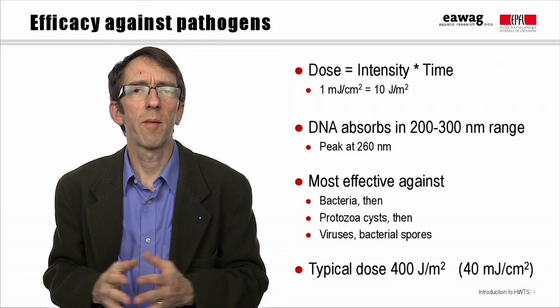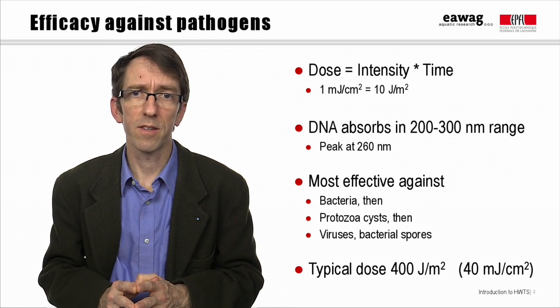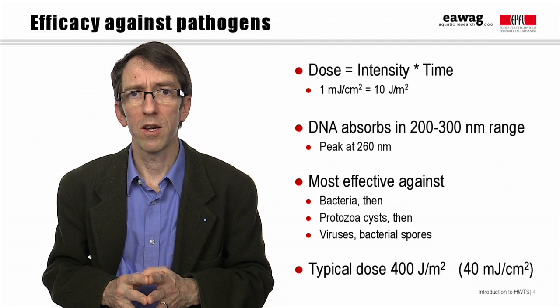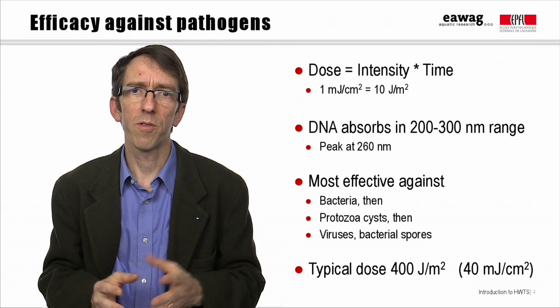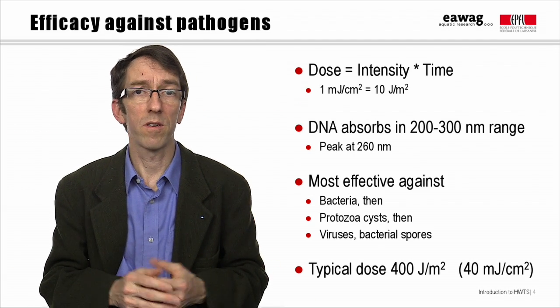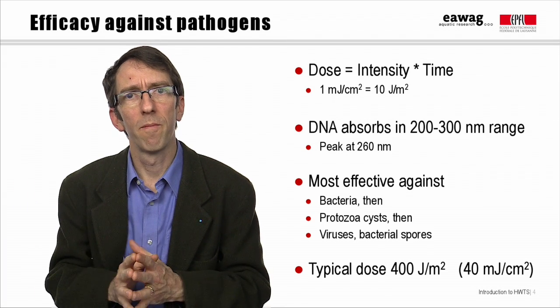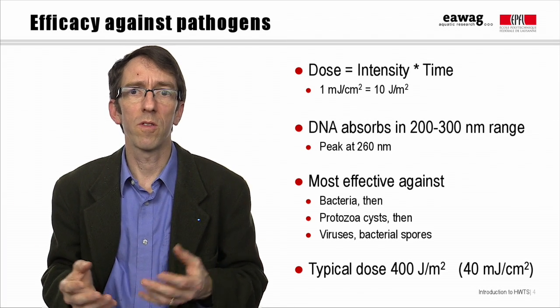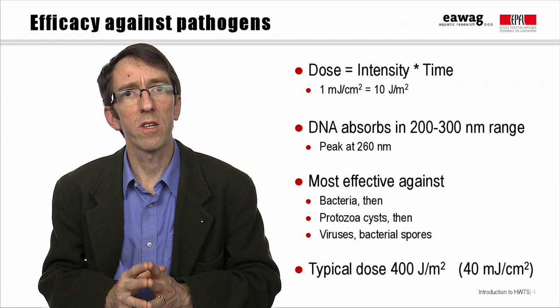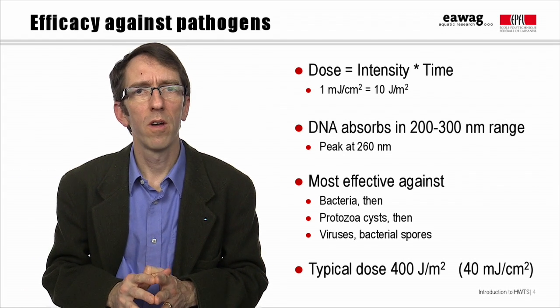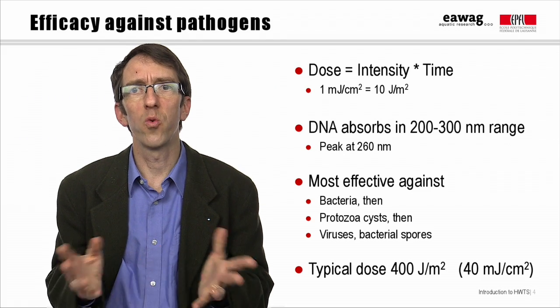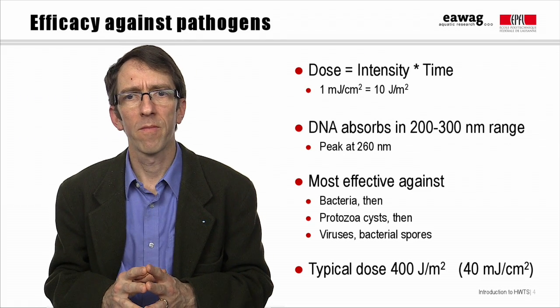Now, in order to describe the efficacy of UV light against different types of pathogens, we need to first define the dose. And just as for heat, it's important to consider both the intensity of the disinfectant and the time. For UV radiation, the units used in the US are millijoules per centimeter squared, whereas in Europe and other parts of the world, the preferred units are joules per meter squared.